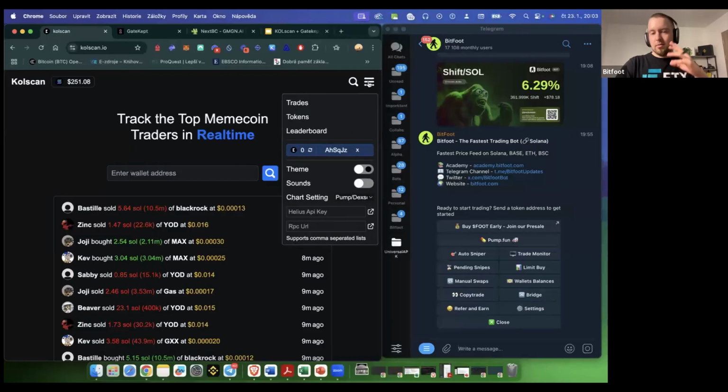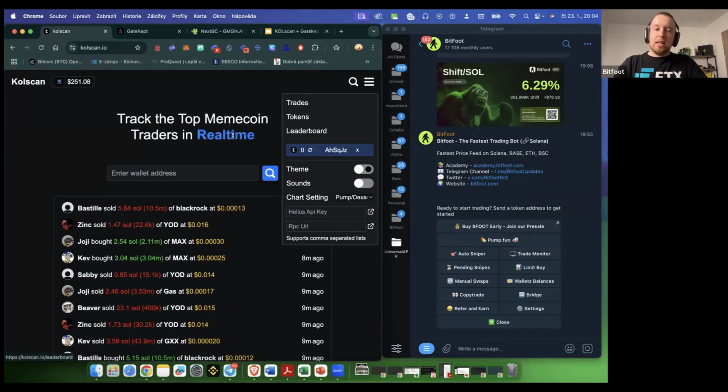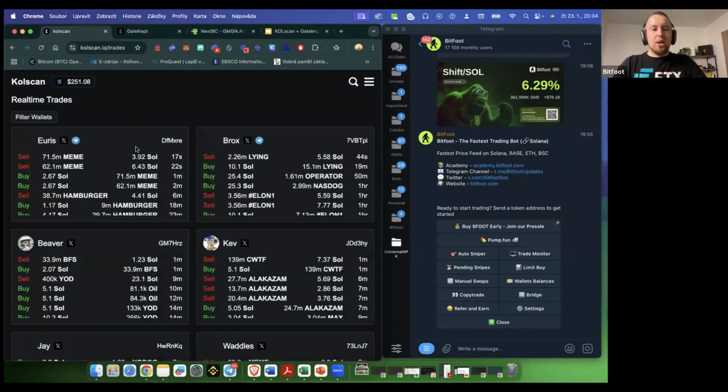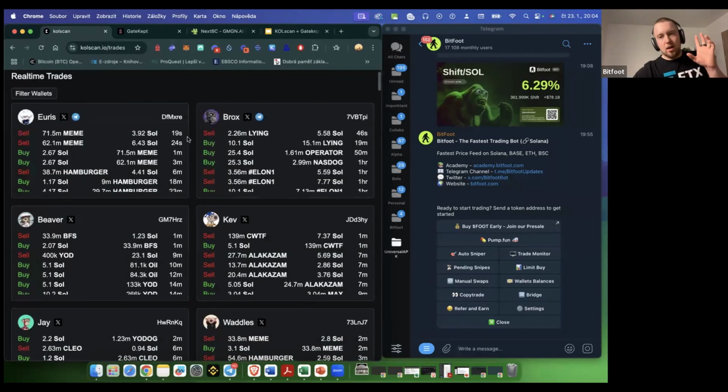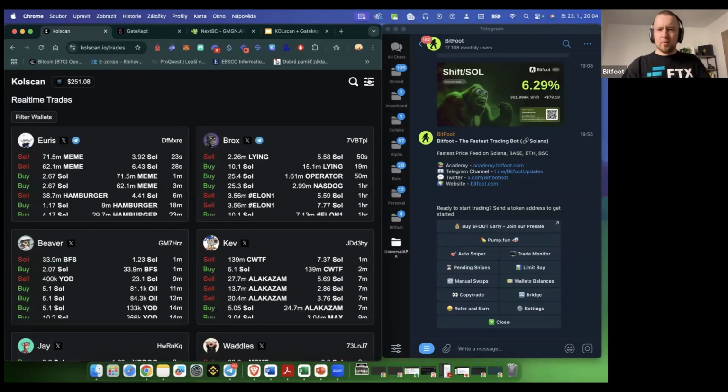Here on the right, obviously, if you launch it on full screen, the layout will be a little bit different. But here you can see the trades, and then we have tokens and leaderboard. If you go for trades, you will have every single wallet that is being tracked. I believe they track around like 100 KOLs or so.